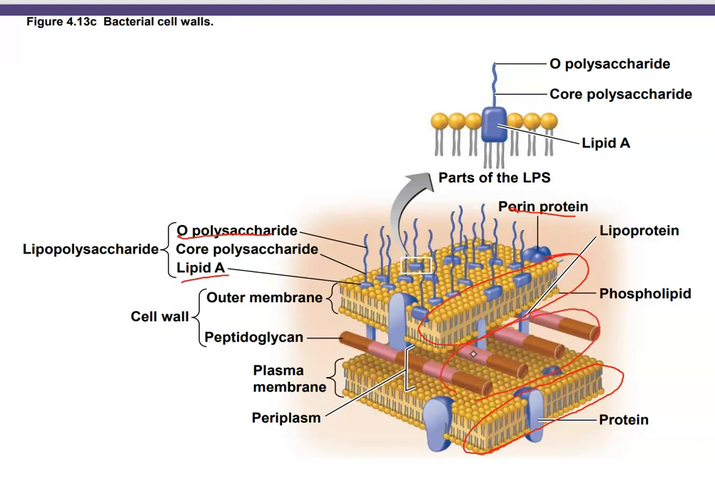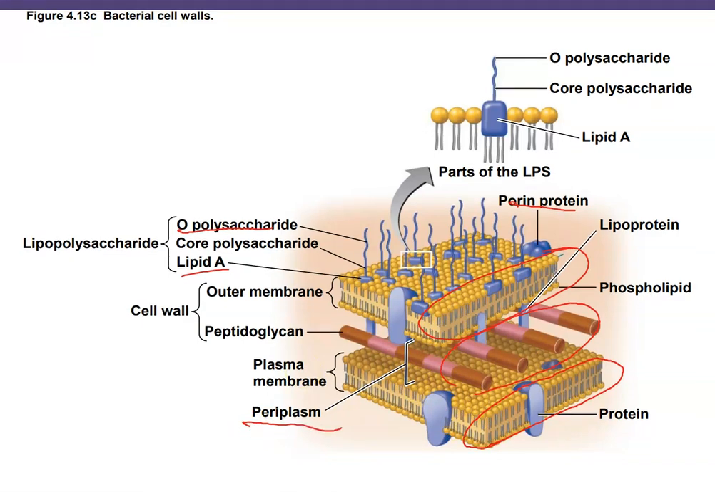You can tell you have only one row of NAGs and NAMs that are then cross-linked by some peptides. So the peptidoglycan is pretty thin, significantly thinner than in the gram-positive cell wall. And the space between the two phospholipid bilayers, we call that the periplasm. So that's something for you to consider.